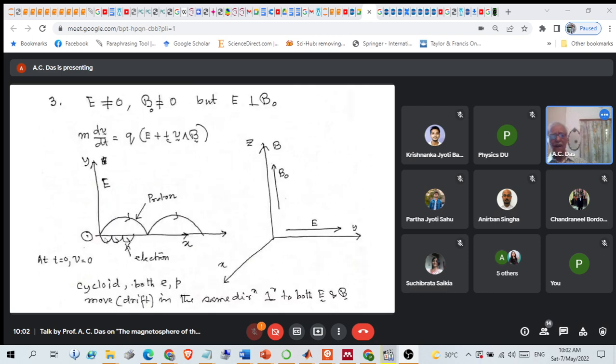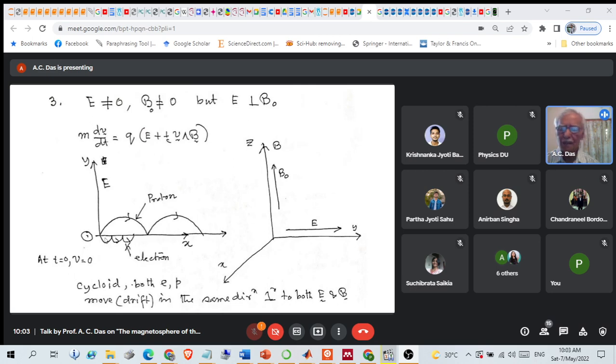Now, next is E non-zero, B non-zero, and assume that E is perpendicular to B. Here in this case, the proton motion is shown on the left hand side, as well as the electron motion, and they are different from the one that we described earlier. On the right hand side, we see the electric field in the y direction and B0 in the z direction.